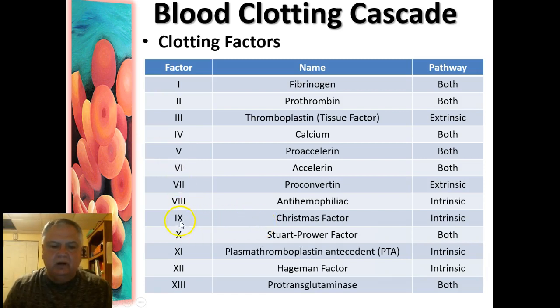Whereas if we come down here to Roman numeral 9, it's called Christmas factor, and it's involved in intrinsic only. So the chart shows the Roman numeral, the actual name, and then the pathway that it's involved in.